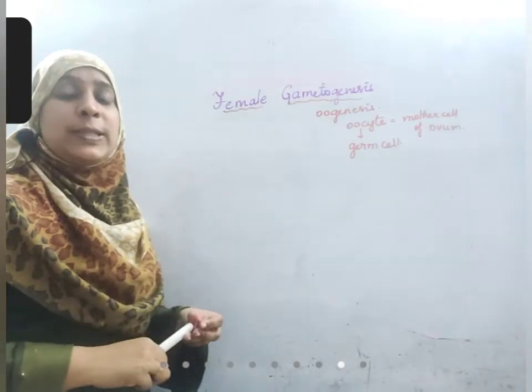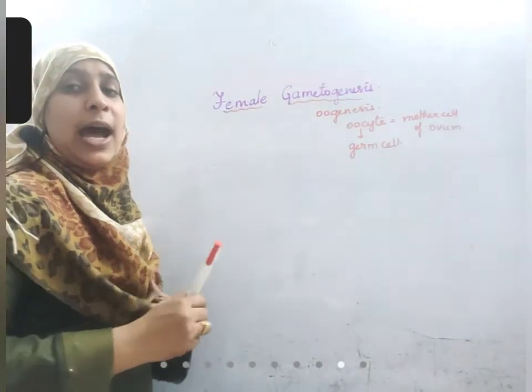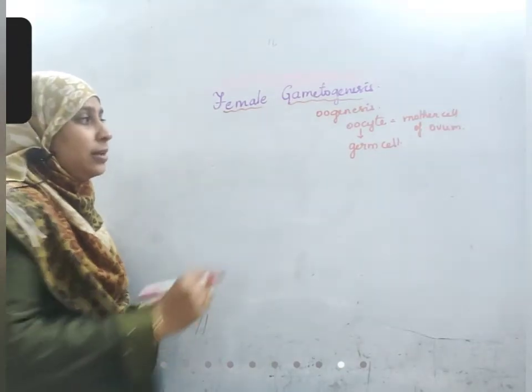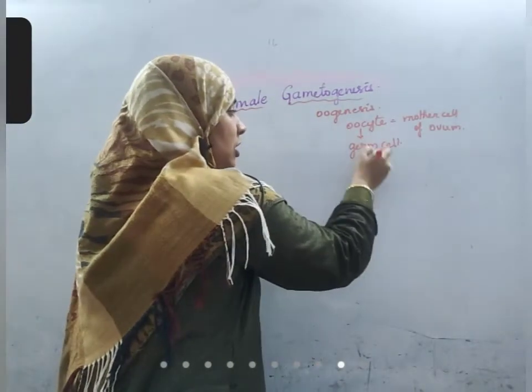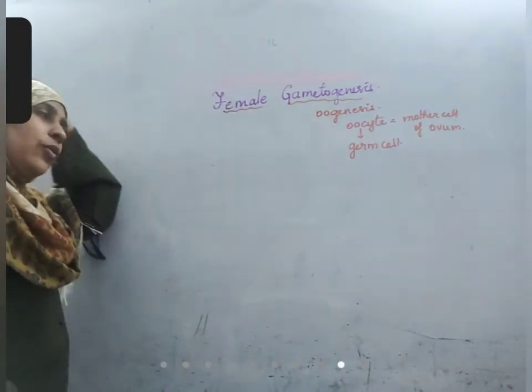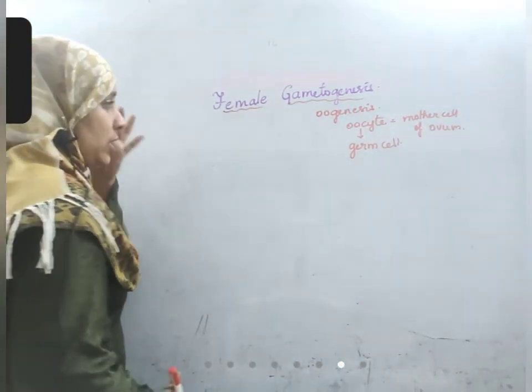When I told you about sperm synthesis, I said the germ cell there is spermatogonia. Here, this germ cell is the oocyte. This will produce the ovum. Four ova are produced by one oocyte.